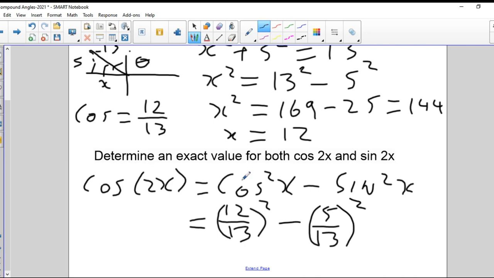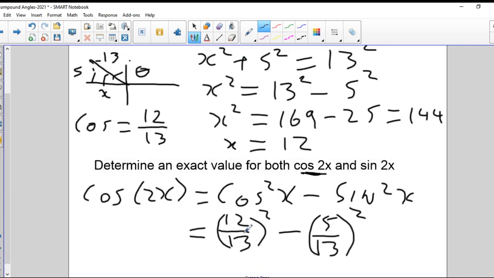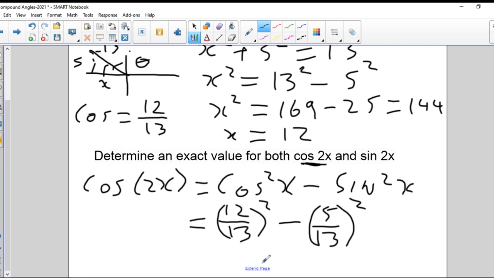I'm just following what this says. They asked us for the cos of 2x. Well, the cos of 2x is cos squared x minus sine squared x. I have the cos of x, it's this thing right here. I have the sine of x, it's this thing right here. So I'm going to take the cos of x and square it, the sine of x and square it, and I'm going to finish the math now.